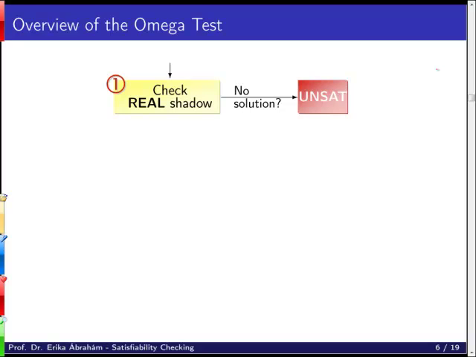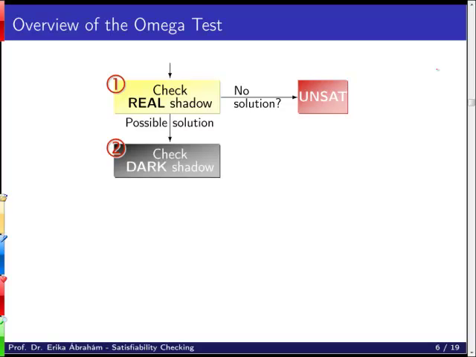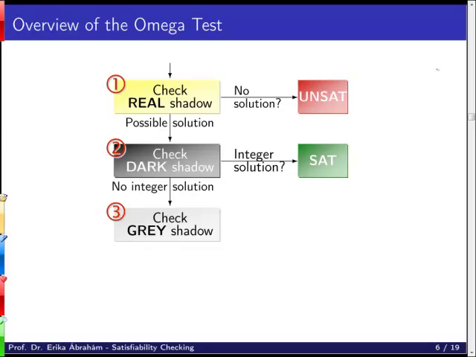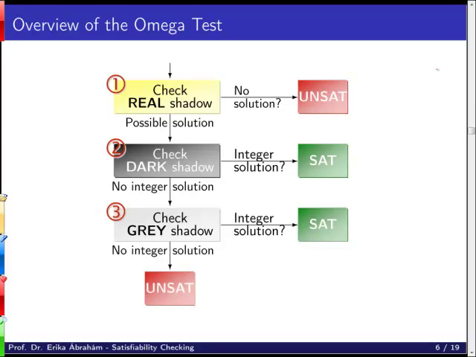Otherwise, if the real shadow finds a real solution, then we still do not know if there are integer solutions. And we will develop a condition which assures that there exists an integer solution. So if this condition holds, then we get an integer solution. So this way we can get some. But if this condition does not hold, then we do not know if there are still integer solutions or not. And this we will check in the gray shadow, which gives us a complete answer by either finding a solution which was not found in the previous stages, or it shows that the problem is unsatisfiable.